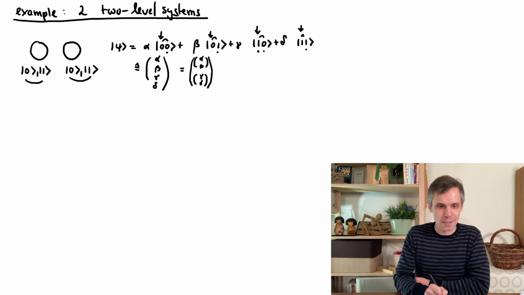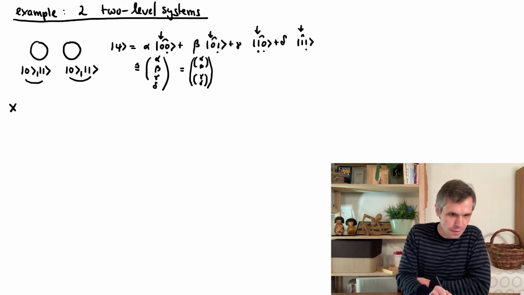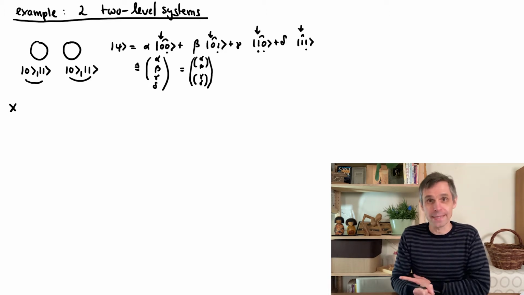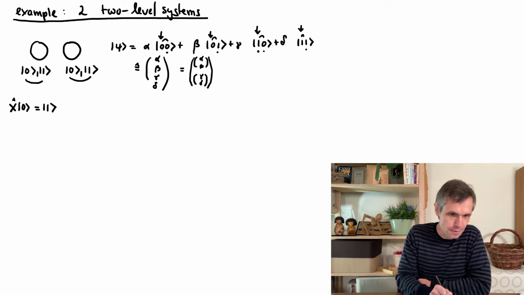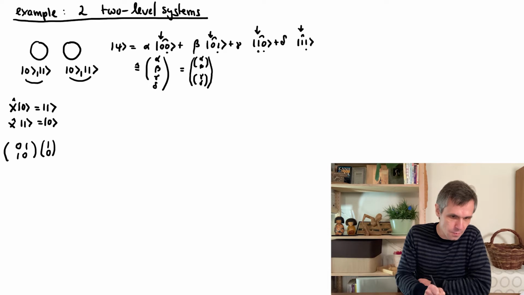So how does it work with the observables? Well, let's look at the observable x as an example. Now in Dirac notation, this is going to take the state 0 and convert it into the state 1 for just an individual quantum system for each of these two different two-level systems. So as a matrix, this corresponds to this matrix here. And if you multiply it to the state 1, 0, for example, you get 0, 1.